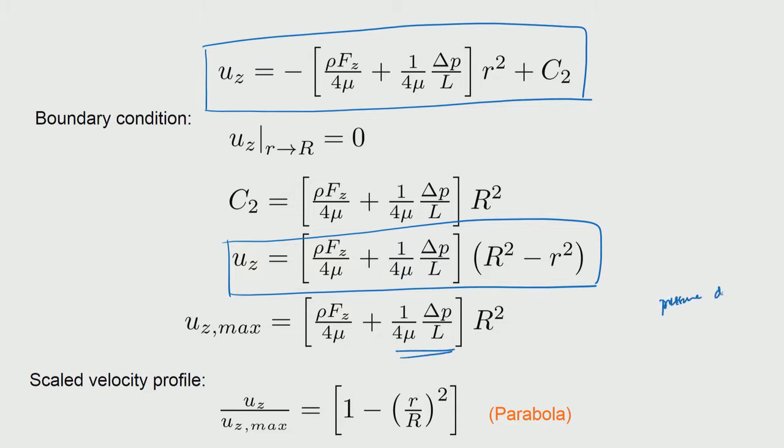So, if only pressure drop is present, then the maximum velocity is given by 1 by 4 mu, delta p by L, into r square. And you could also write, for example, rho g r square by 4 mu. So, the terms can be added if both of them are acting simultaneously.